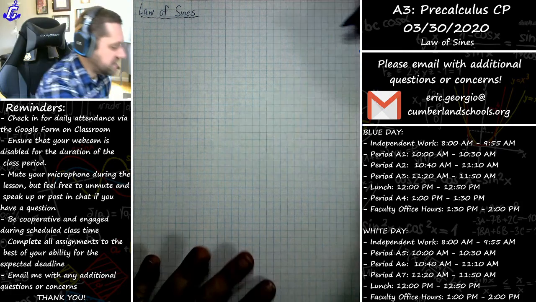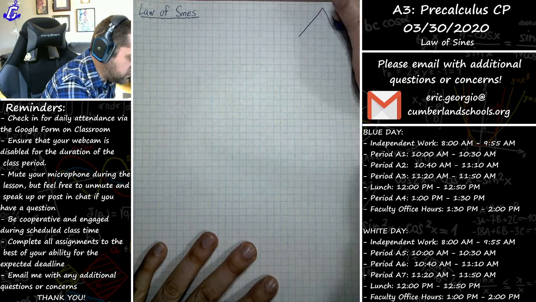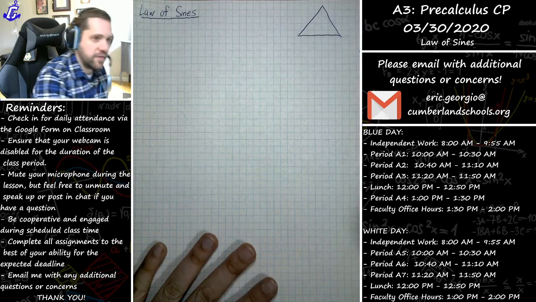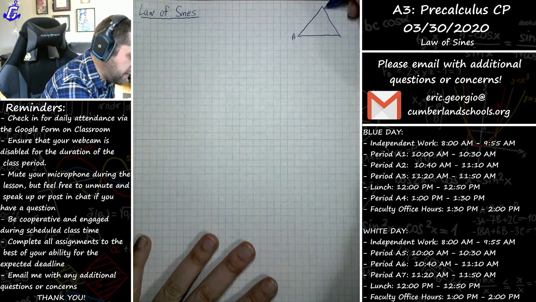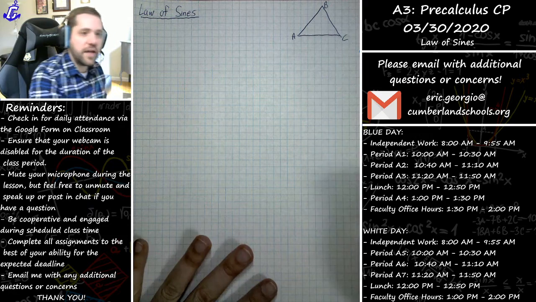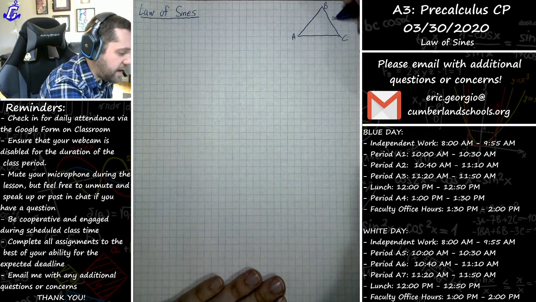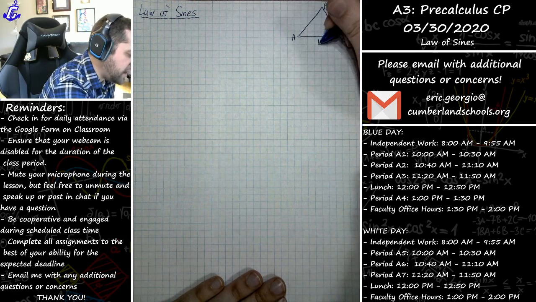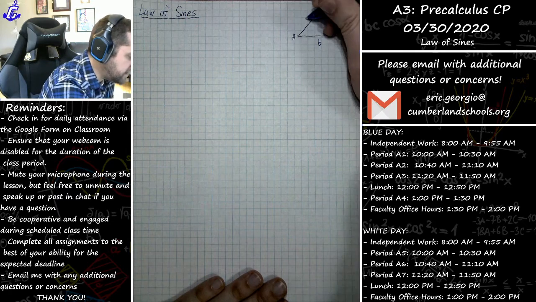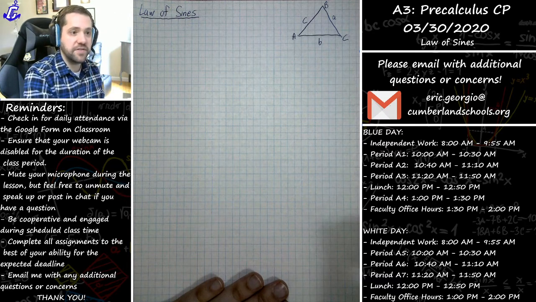But what the law of sines states is that for any triangle, just any old random triangle, I'll call it triangle ABC. Again, that would imply that side A is across from angle A, side B is across from angle B, and side C is across from angle C.